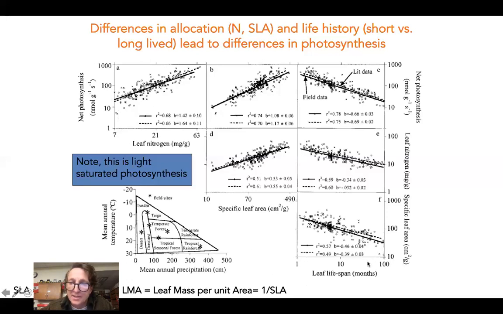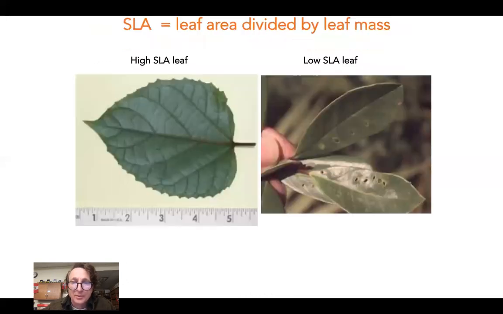Okay. So we see these differences in ecological strategies constraining how all of these different leaf traits co-vary with each other. This is known as the leaf economic spectrum. And we'll talk more about the leaf economic spectrum probably within your subgroups and also down in Peru.